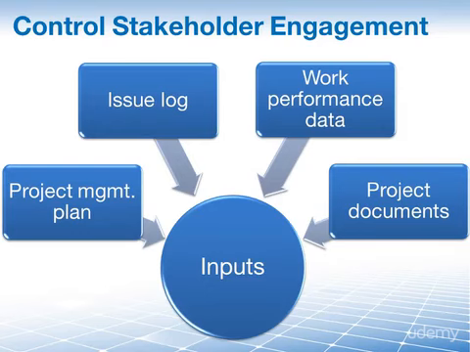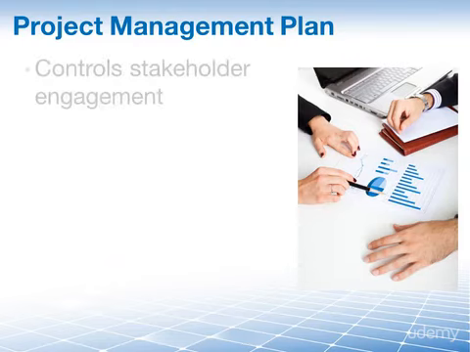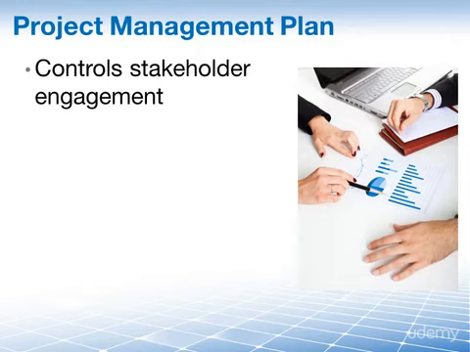Let's take a look at how this is done. The project management plan, according to the PMBOK guide, is the document that describes how the project will be executed, monitored, and controlled. So why then is the project management plan an input for this process? Well, one reason is because it contains a lot of information that is necessary to control stakeholder engagement. How will you keep your stakeholders engaged in your project if you don't have the plan that outlines how you're going to do this in the first place?